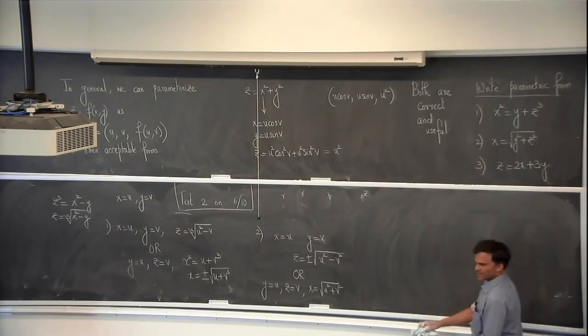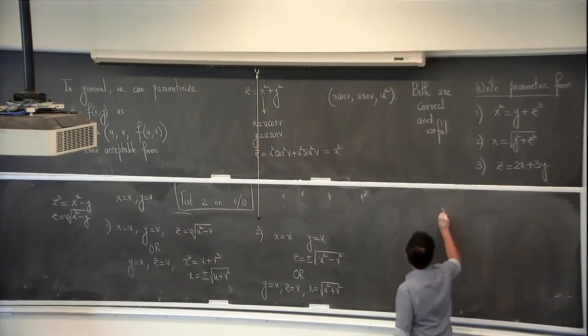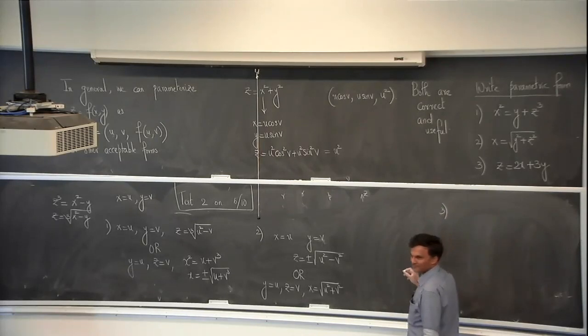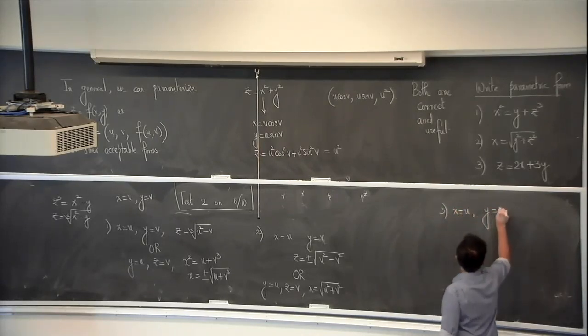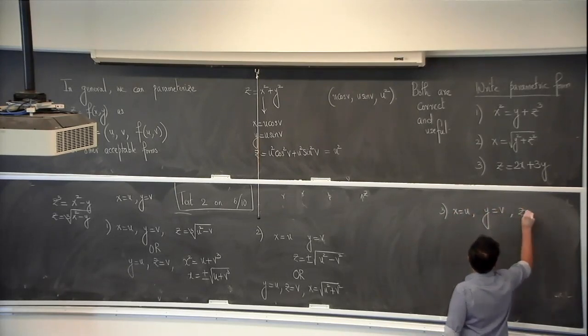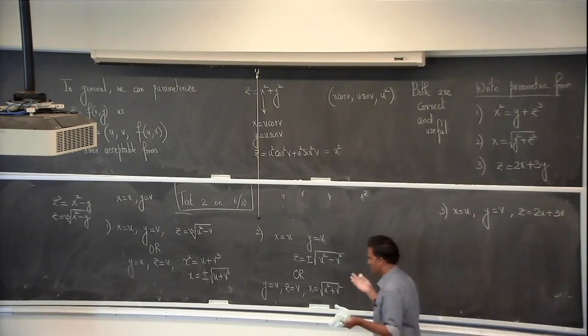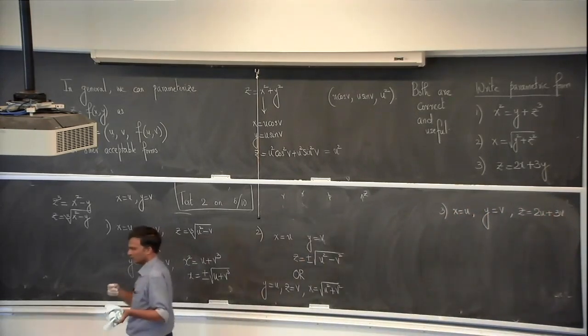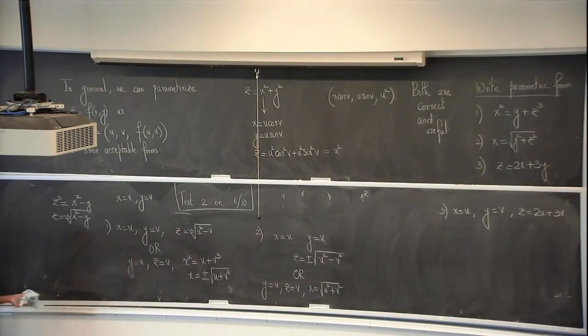What about the last one? That's easy. Y equal to v. What is z? 2u plus 3v. So once again, when you write this, you can write it as a vector with these as the components x, y, and z.